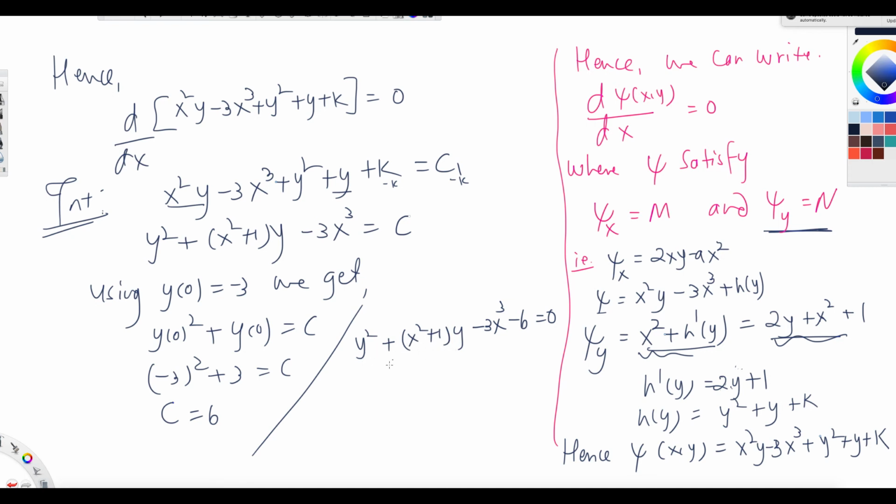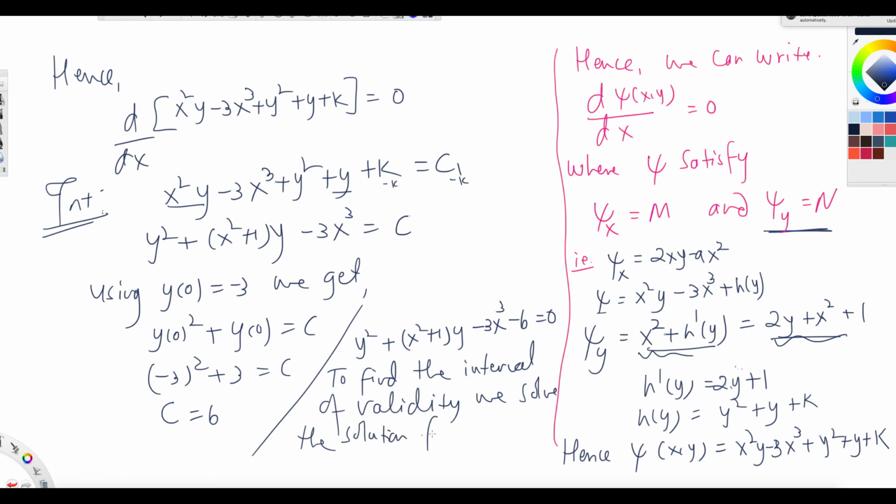You need to solve for y, right? Because if you solve for y, then you can see where the y function is defined, or continuous, or not continuous. So to find the interval of validity, we solve this solution for y. We need to solve explicitly for y, using the quadratic formula.